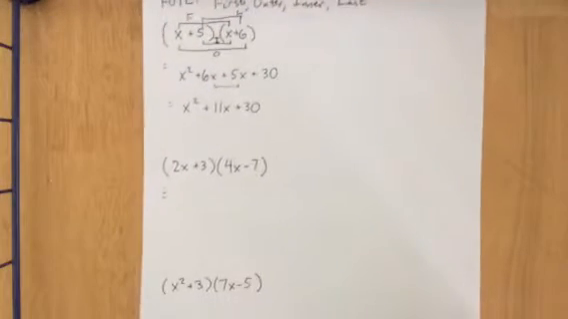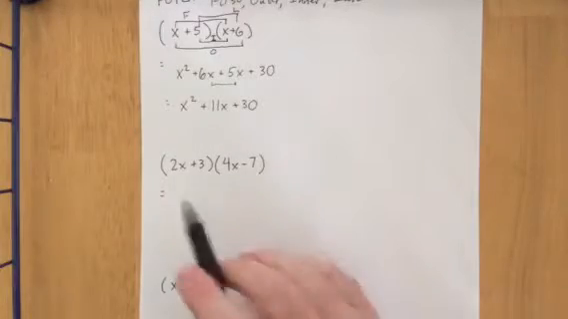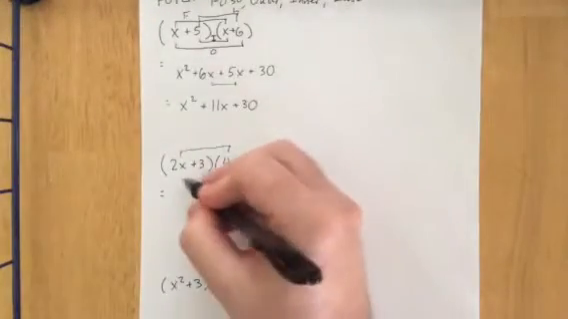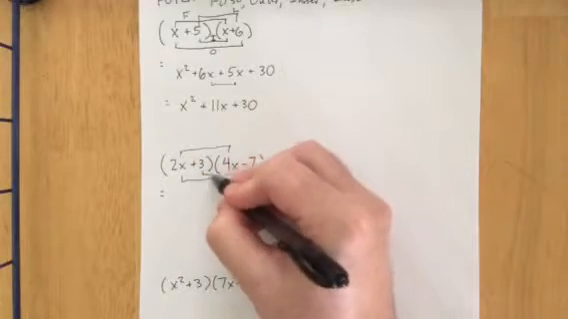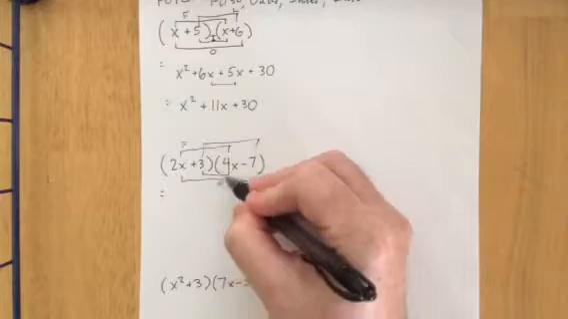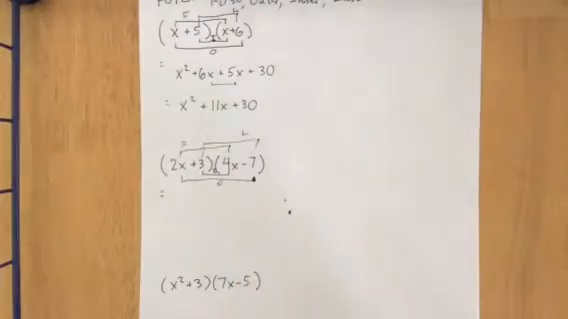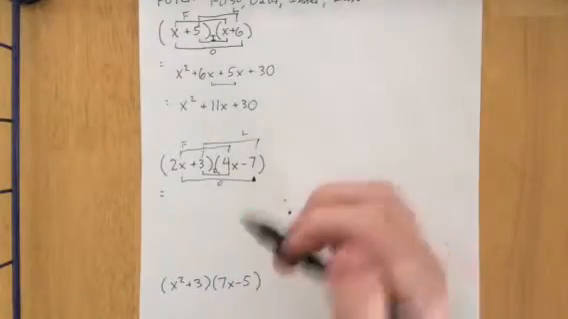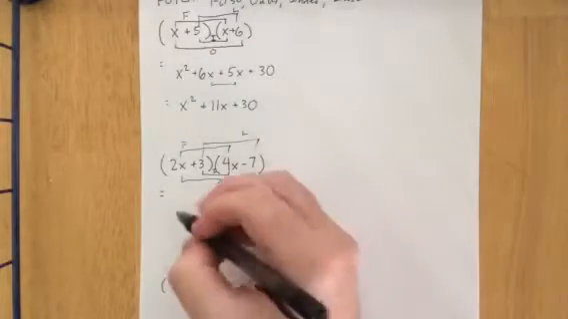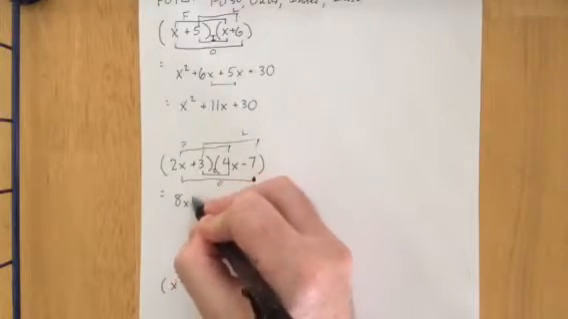So we're going to do the same thing. We'll throw in some coefficients this time. We got 2x plus 3 times 4x minus 7. Again, F, O, I, L. Oops. Streaking a little bit there. Fun times. Alright, so first, 2x times 4x, that'll give us an 8x squared.